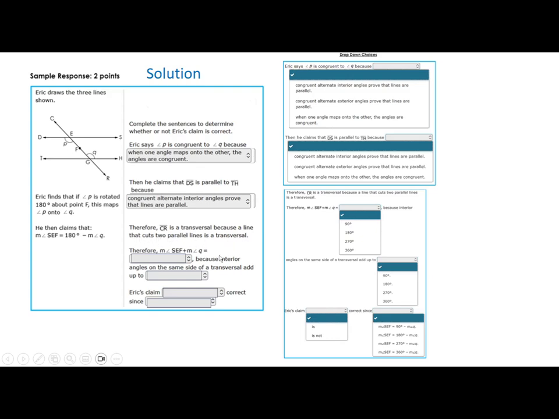We know that. Therefore, the measurement of angle SEF plus the measurement of angle Q is what? If you add these two together, now you get what? 180 degrees, from this menu here. Because interior angles on the same side of a transversal add up to 180. Eric's claim is correct since the measurement of SEF is equal to 180 minus the measurement of Q.